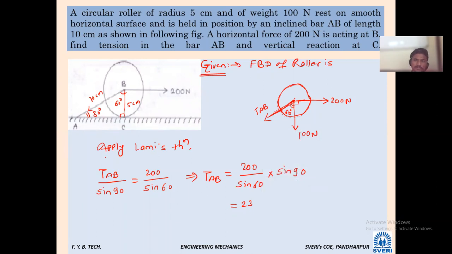230.94 Newton. Yes, sir. So just check others. I don't have the answers. Same, sir. Okay, same answer. Only basic logic you have to apply. Here lengths are given, and the radius is given for the roller. So you can apply the logic and find the answer. There is nothing to it.